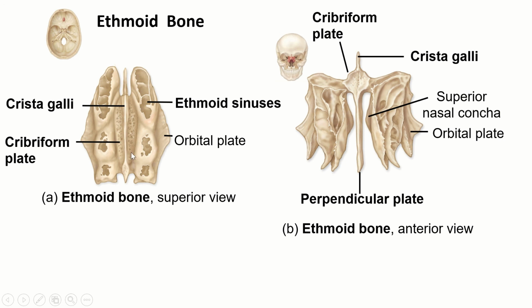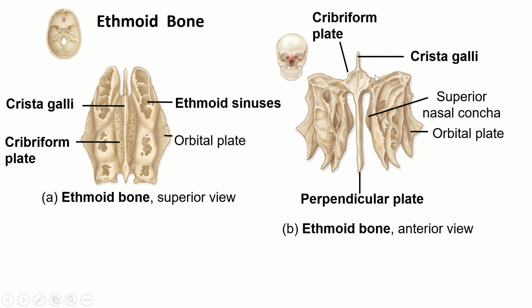Those cribriform plates sit on either side of this little ridge called the crista galli. You can see that little ridge here. This is from the front. You can see the cribriform plates here on either side of the crista galli. The crista galli sticks up through a little notch in the frontal bone. I'll show you another picture that'll show this more clearly.